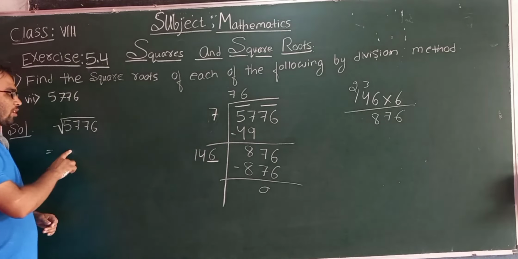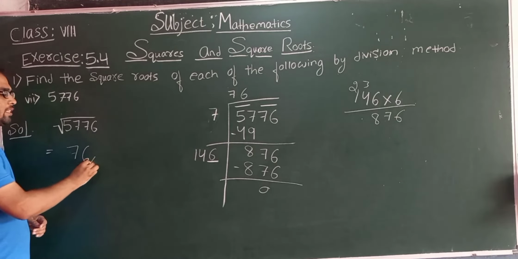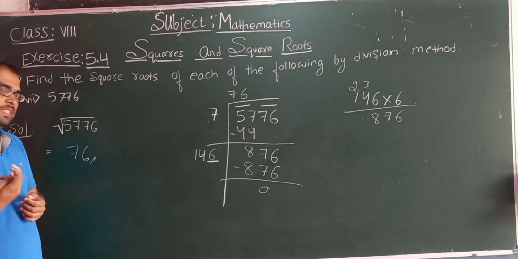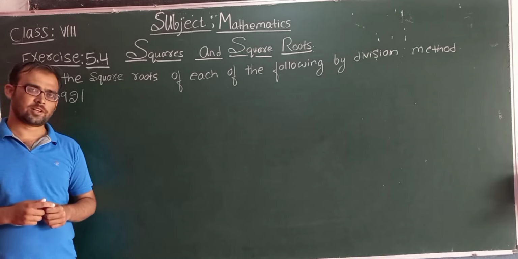Now, what is the square root of this number? That is, the square root of 7776 is what? 76. Okay. Students, now let us solve 8th question.